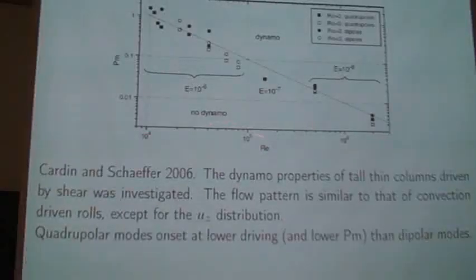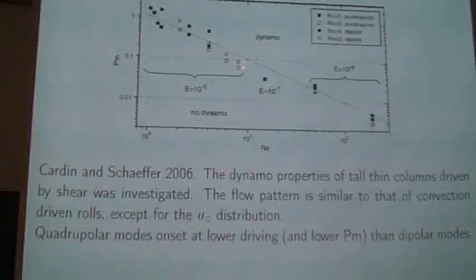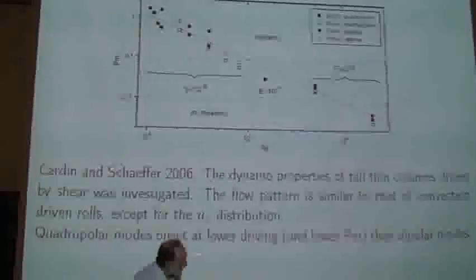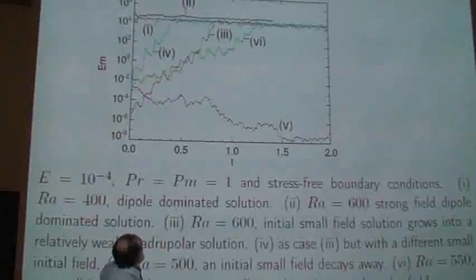There's no dynamo. You increase the control parameter. It was the Prandtl number here. You pushed it up. And the thing that I just want to draw attention to is that these are all squares at the bottom, and the squares are the quadrupoles, and the rounds are the dipoles. So the first modes to onset in their dynamo are the quadrupolar modes. So if you don't have this helicity effect, that's actually what happens.